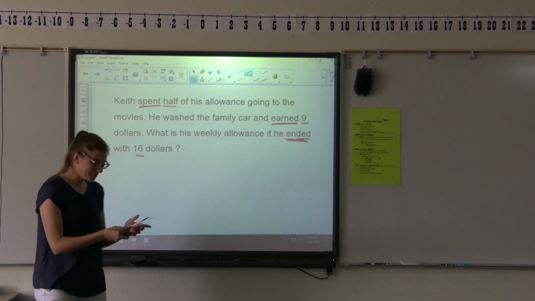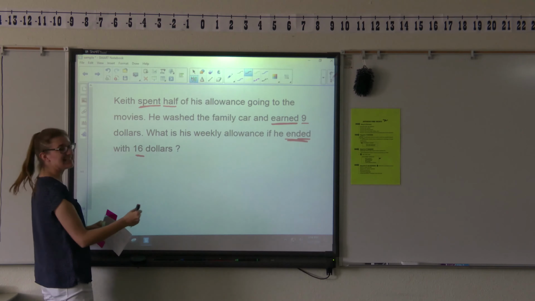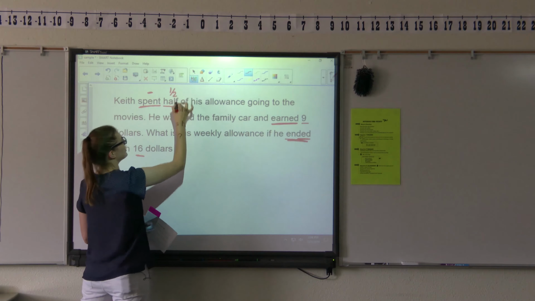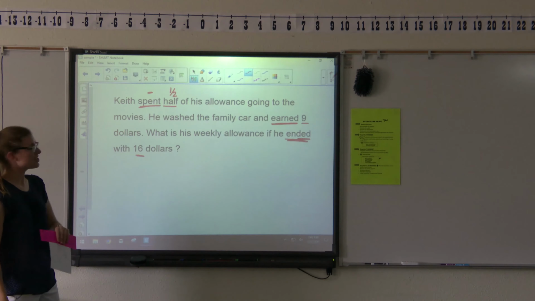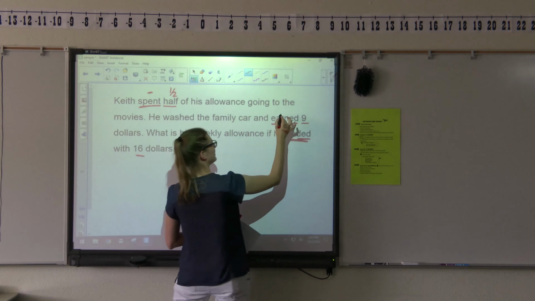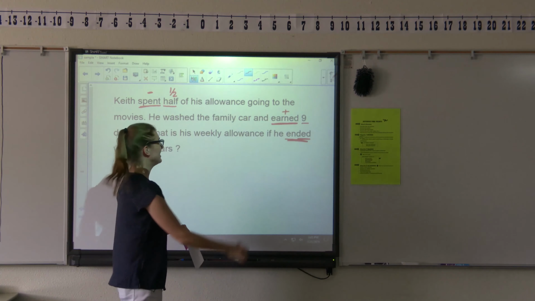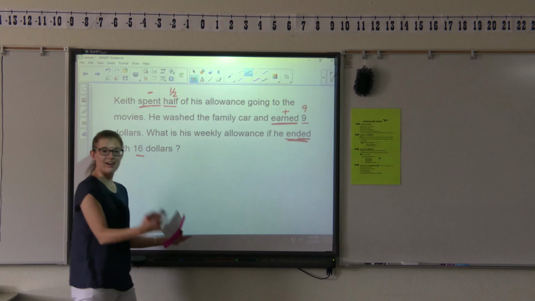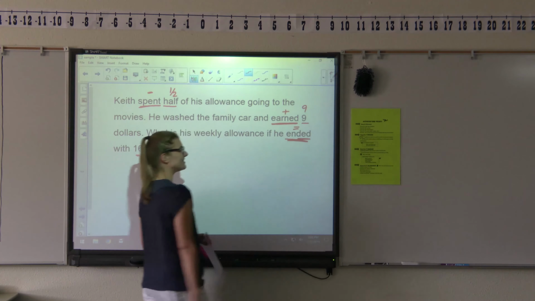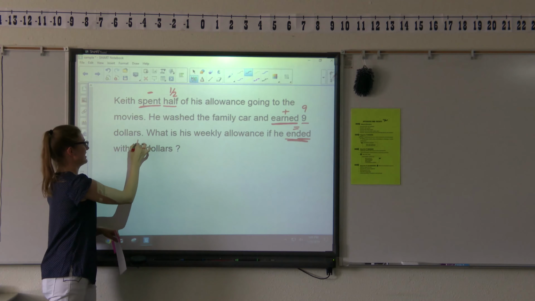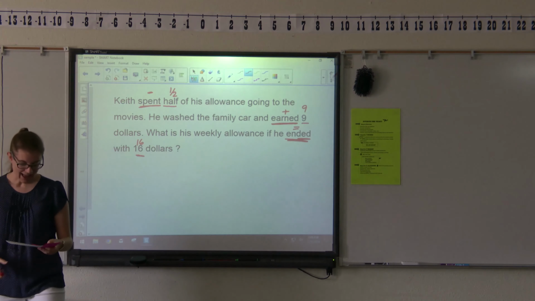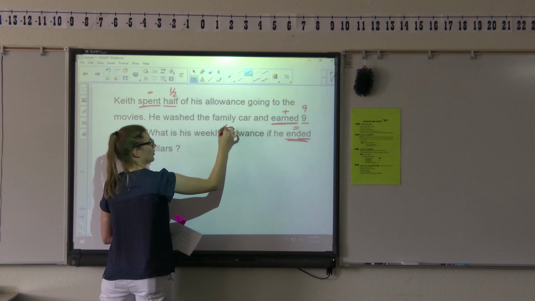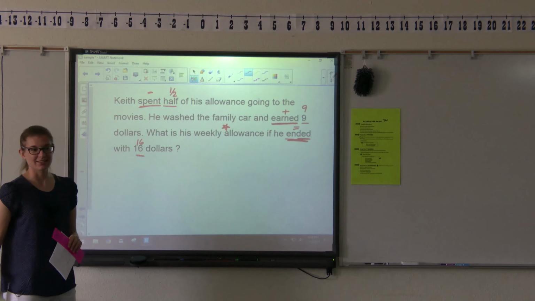So then, writing any of these symbols, he spent, he gave away, subtracted half of his allowance. He washed the family car and earned, added to his money, $9. Ended with, ultimate end result is equals $16. And then what are we being asked for? What is his weekly allowance?